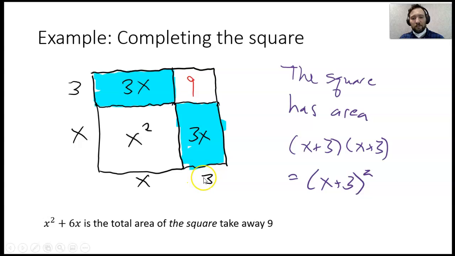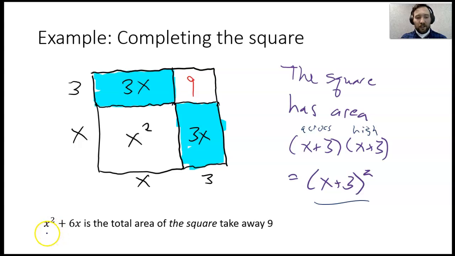It's x plus 3 units across. That's right here, x plus 3 across. And it's x plus 3 units high, right? So it's x plus 3 by x plus 3. So the area is just x plus 3 times x plus 3, or x plus 3 squared. So the whole square has area x plus 3 squared.